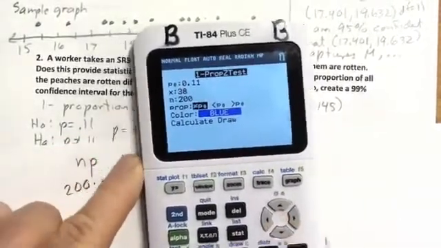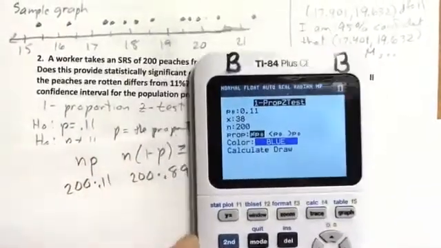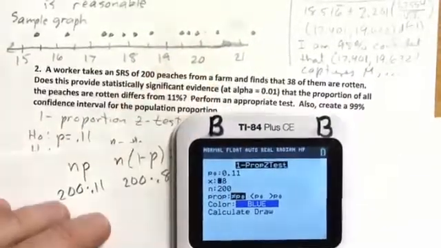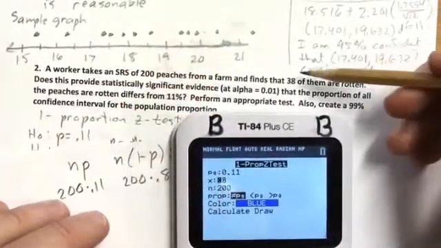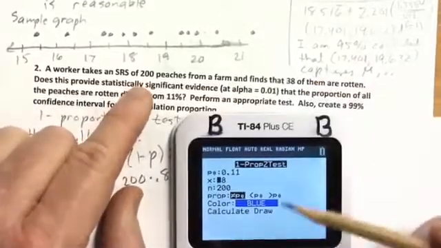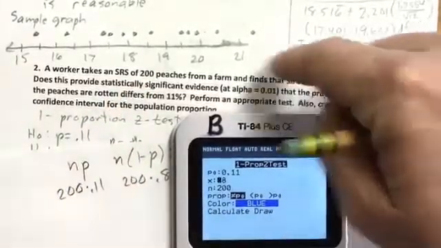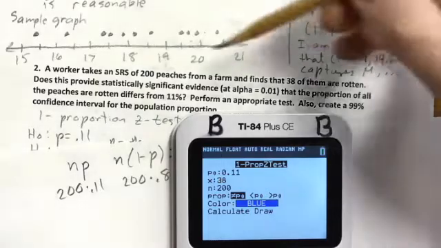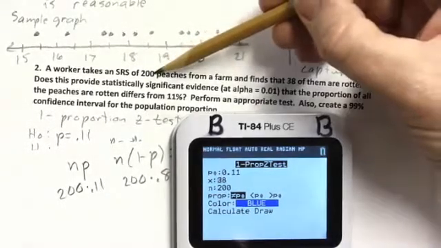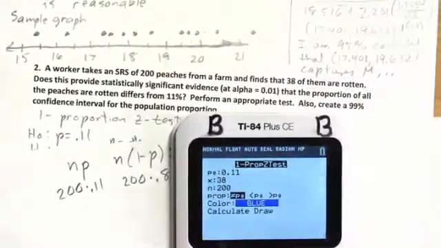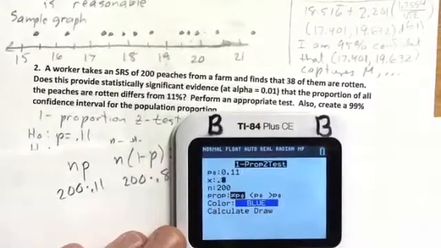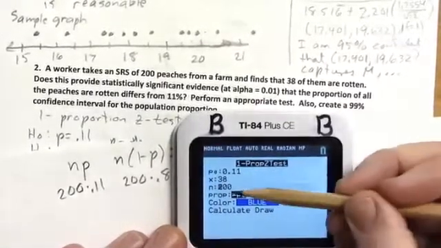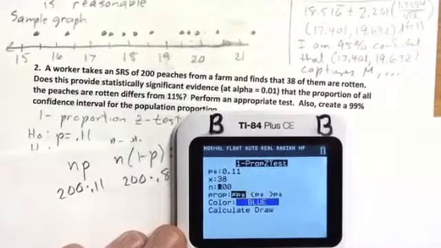Our alternate, and so then our sample data is we had 38 out of 200. So we get there. Now, they could have just given you the proportion. 38 out of 200 is 19%. So they could have just said, we took 200 peaches and we found 19% of them, in which case to get X, you would have to say 0.19 times 200. So like that, which is 38. So these have to be integers and N has to be bigger than X.